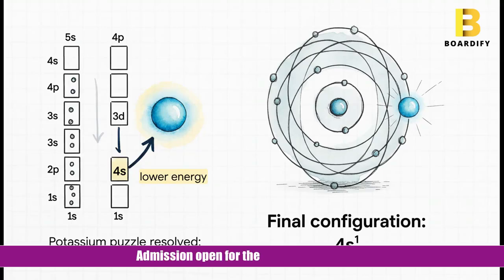Okay, let's place all 19 of potassium's electrons using our new energy rule. Ready? 2 go in 1s, 2 more in 2s, 6 fill up 2p. So far, that's 10 electrons. Then 2 in 3s, and 6 in 3p. We're at 18 electrons now. So, where does that very last 19th electron go?